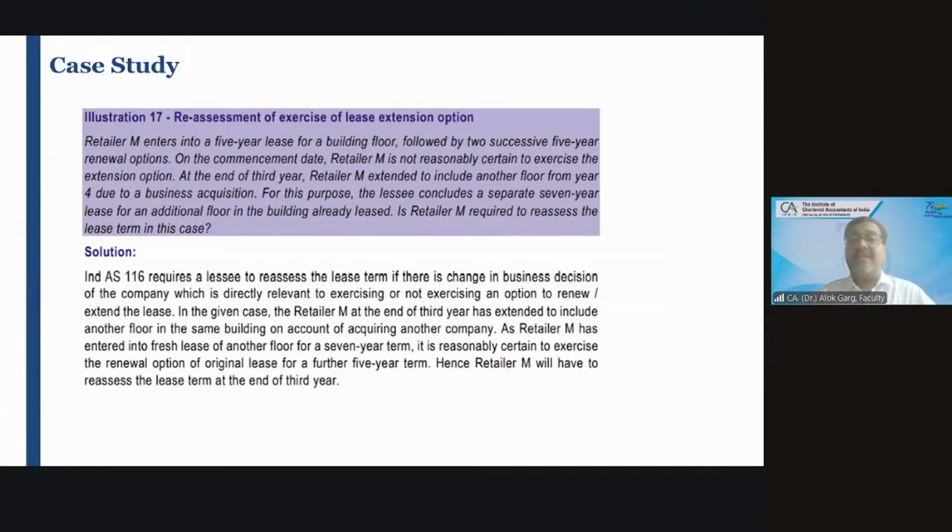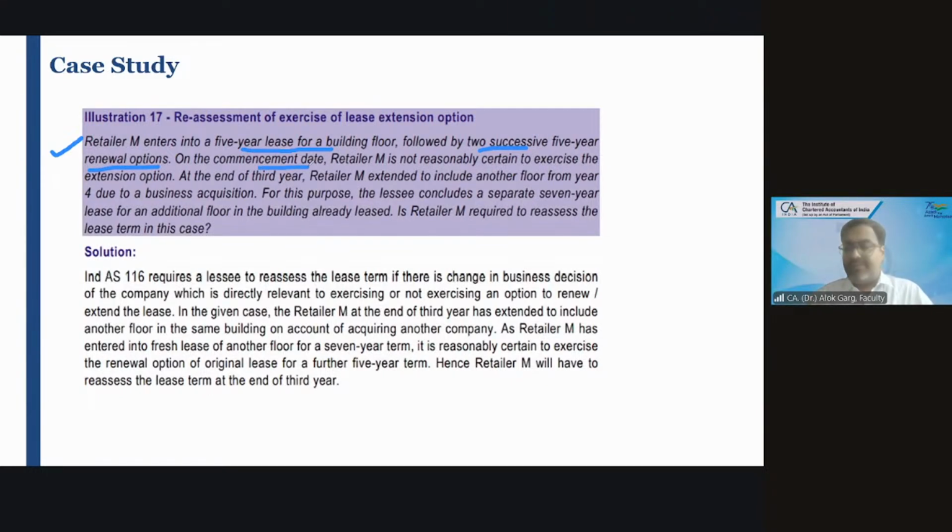So friends, let's discuss the reassessment of exercise of lease extension option. Let's discuss illustration number 70. Retailer M enters into a 5-year lease for a building floor followed by 2 successive 5-year renewal options. What is the primary lease term? 5 years. What is the secondary lease term? 2 lease terms of 5 years. So 5 plus 5 plus 5. What is the total lease term? 15 years. But the primary period is 5 years and there are 2 successive renewal options.